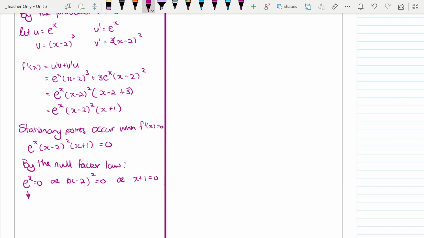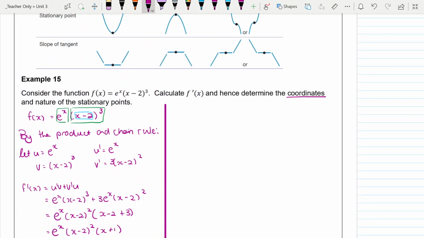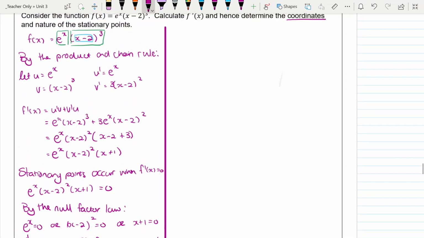Remember, I can immediately discard e to the x, as it never will equal 0. And here I have that x equals 2 or x equals negative 1. Okay, but now that's not a coordinate. Remember the question's saying determine the coordinates. That means I need an x value and a y value.